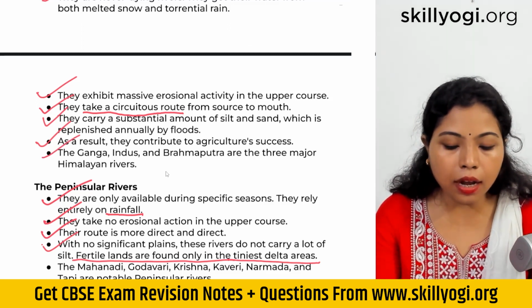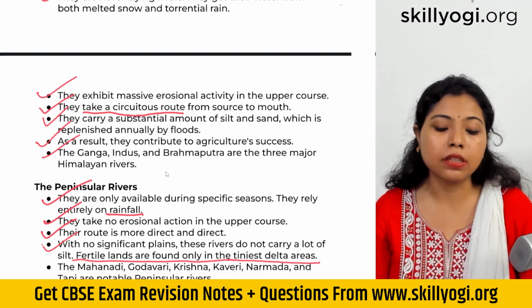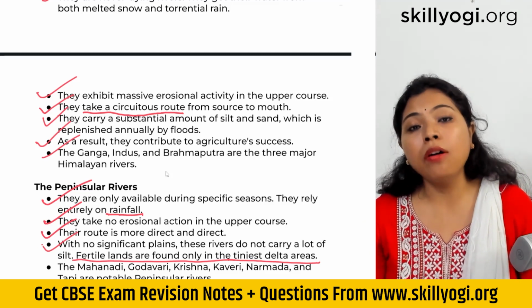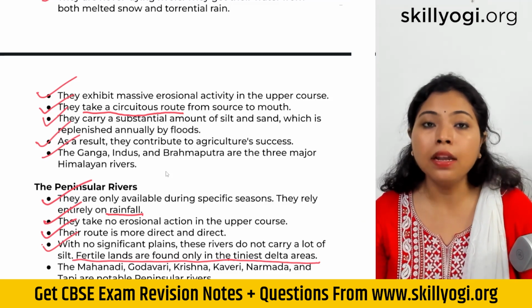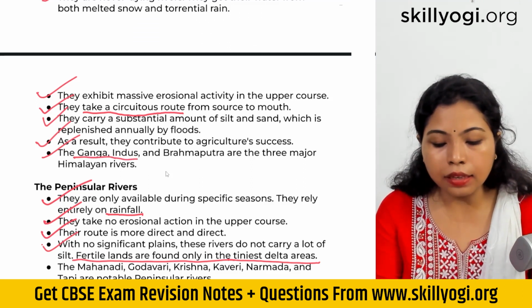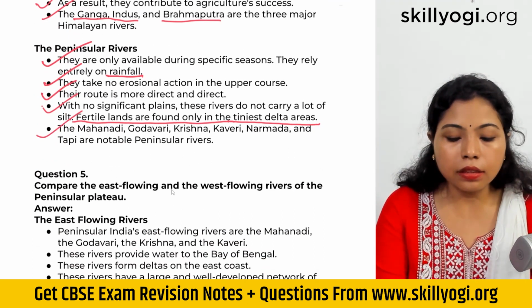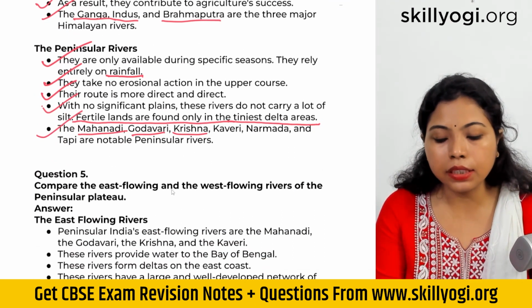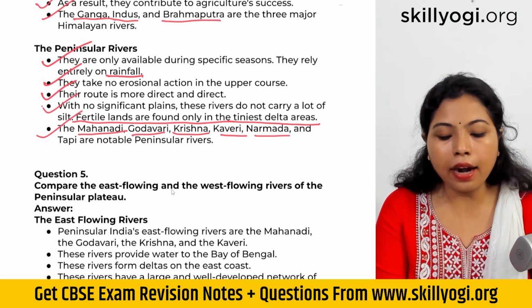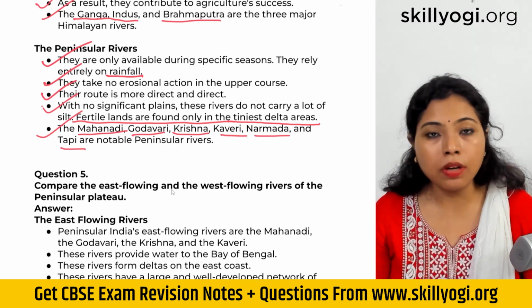Next, the Ganga, Indus, and Brahmaputra are the three major Himalayan rivers. So, for example, the main leading Himalayan rivers are the Ganga, Indus and Brahmaputra. And for the Peninsular rivers, the Mahanadi, Godavari, Krishna, Kaveri, Narmada, and Tapi are the notable Peninsular rivers.